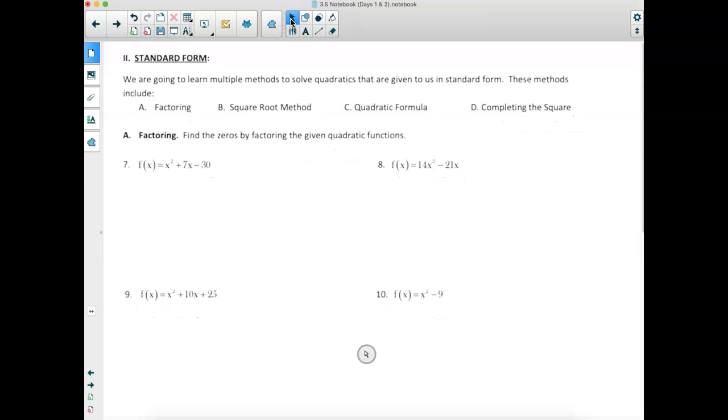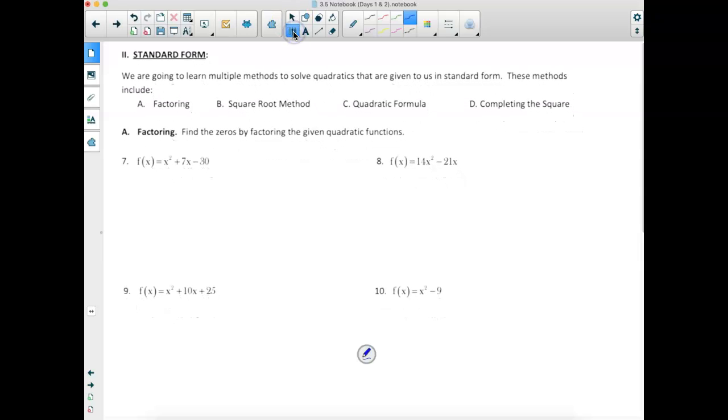Well, standard form is the fun one, because let's face it, that's typically how our functions are given to us, in standard form. Well, there's actually 4 ways to do this. Factoring. Kruger thinks factoring is always the fastest. Always, okay? From there, we have a square root method. There's a particular instance in which allows us to know that. We have the quadratic formula.